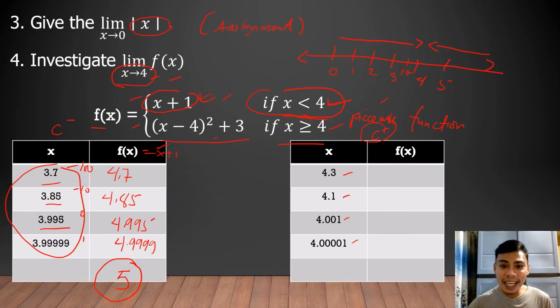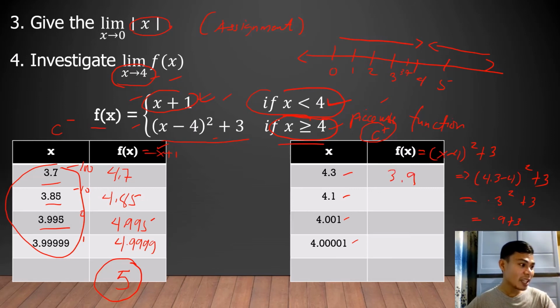So, since it's greater than 4, hindi na ang x plus 1 ang gamitin natin. Ito na ang gagamitin natin na function, ang sa bottom na function. So, let's try only for 4.3. So, 4.3, di ba? 4.3 minus 4 squared plus 3. So, it's 0.3 squared plus 3. So, it's 0.09 plus 3. It's 3.09. Okay? So, you can use your calculator with you again.